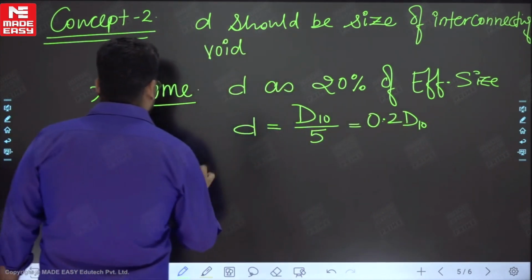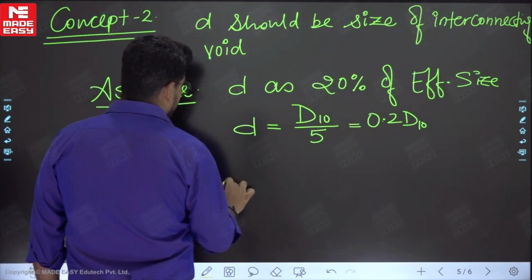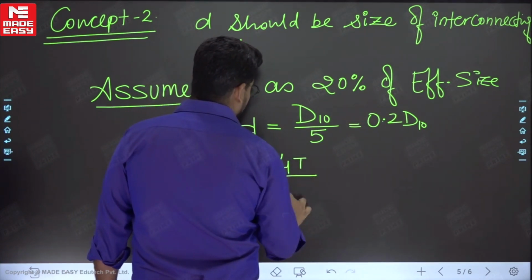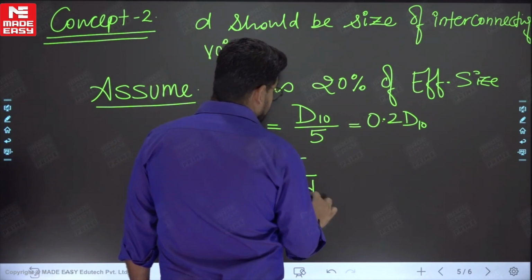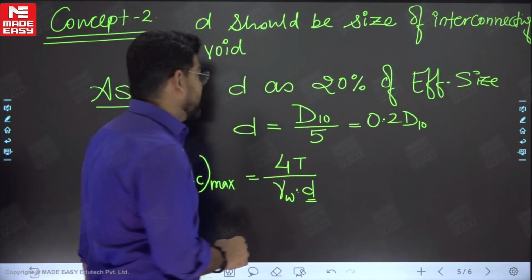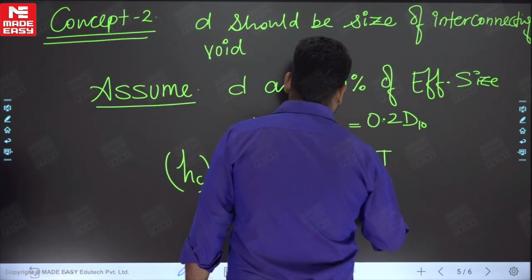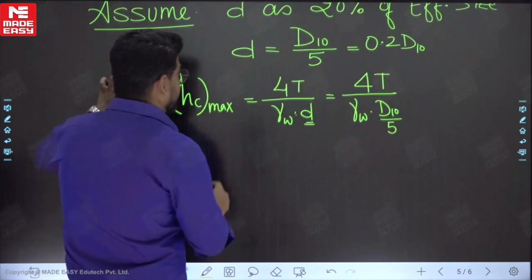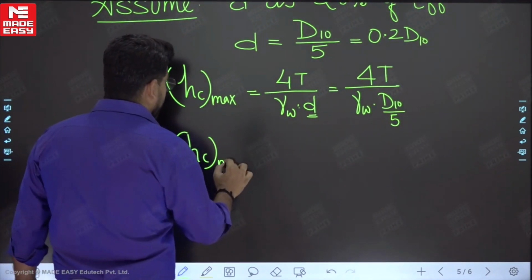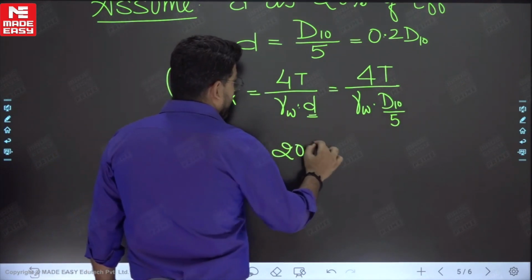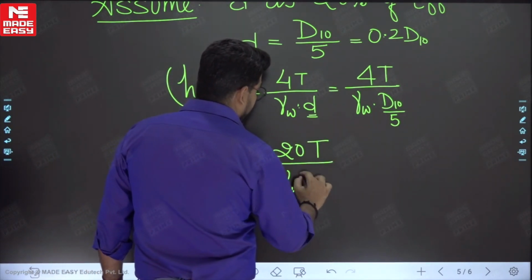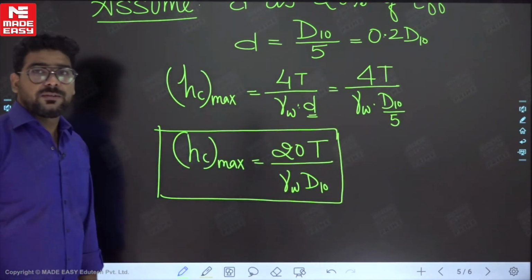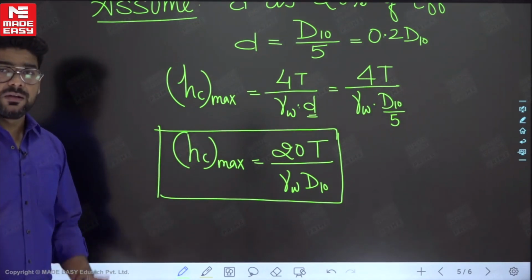Now the point to be noted is that this HC max is equivalent to 4T upon gamma W D. This D is the size of the interconnecting voids, which can be taken as D10 by 5, and hence we can say 4T upon gamma W D10 by 5, and hence we can say this HC max in case of soil is around 20T upon gamma W D10. D10 is the effective size. Okay, 10% of the particles are finer than this particular size.